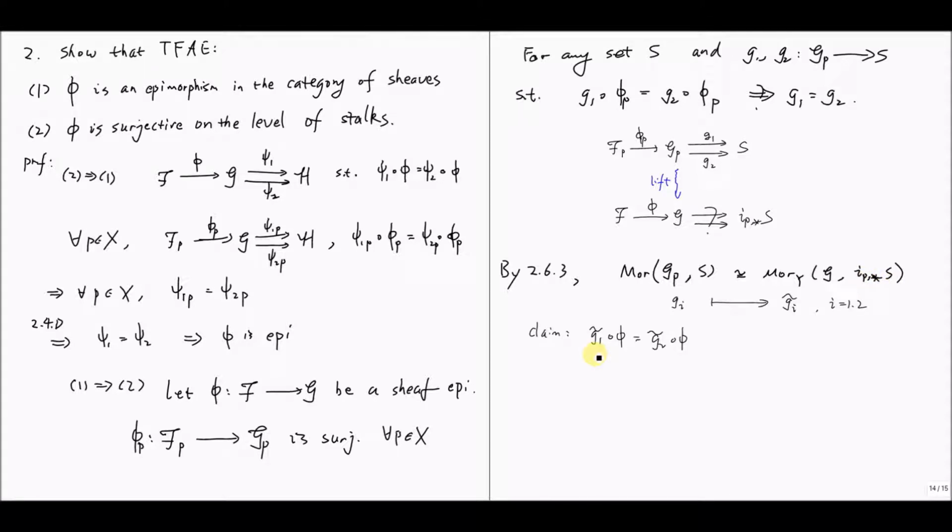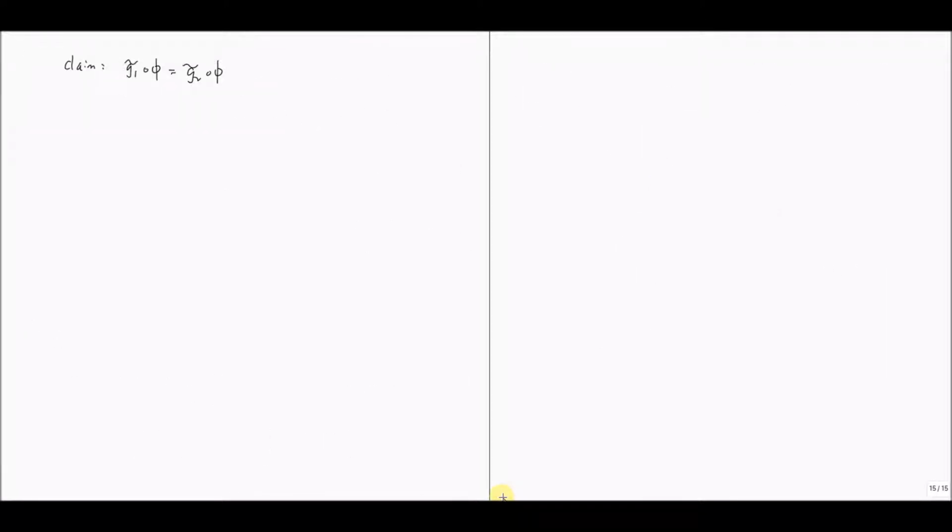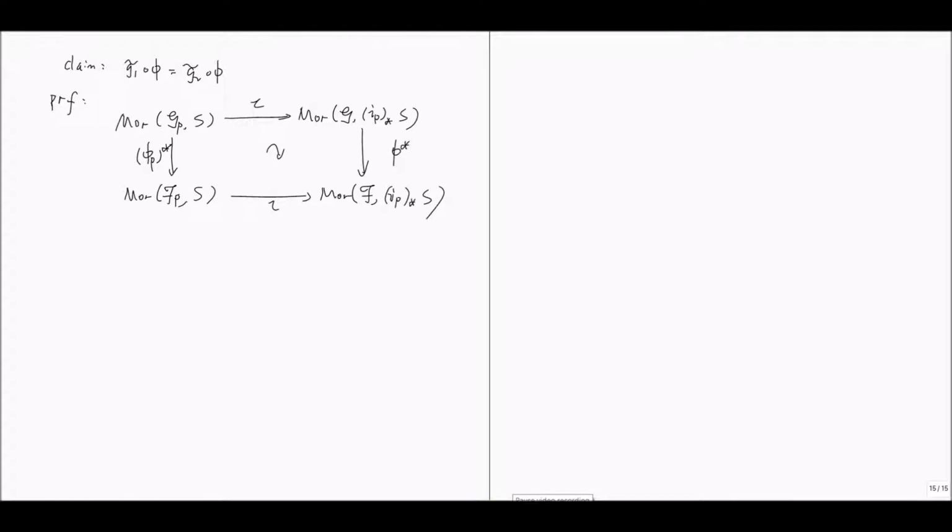Now we claim that G1 tilde composed with phi is equal to G2 tilde composed with phi. And if this claim is true, then by the fact that phi is an epimorphism, we have G1 tilde equal to G2 tilde. And back to the level of stalks, G1 will be equal to G2. To prove this claim, we look at the following diagram. This is a diagram associated to the naturality of this bijection.